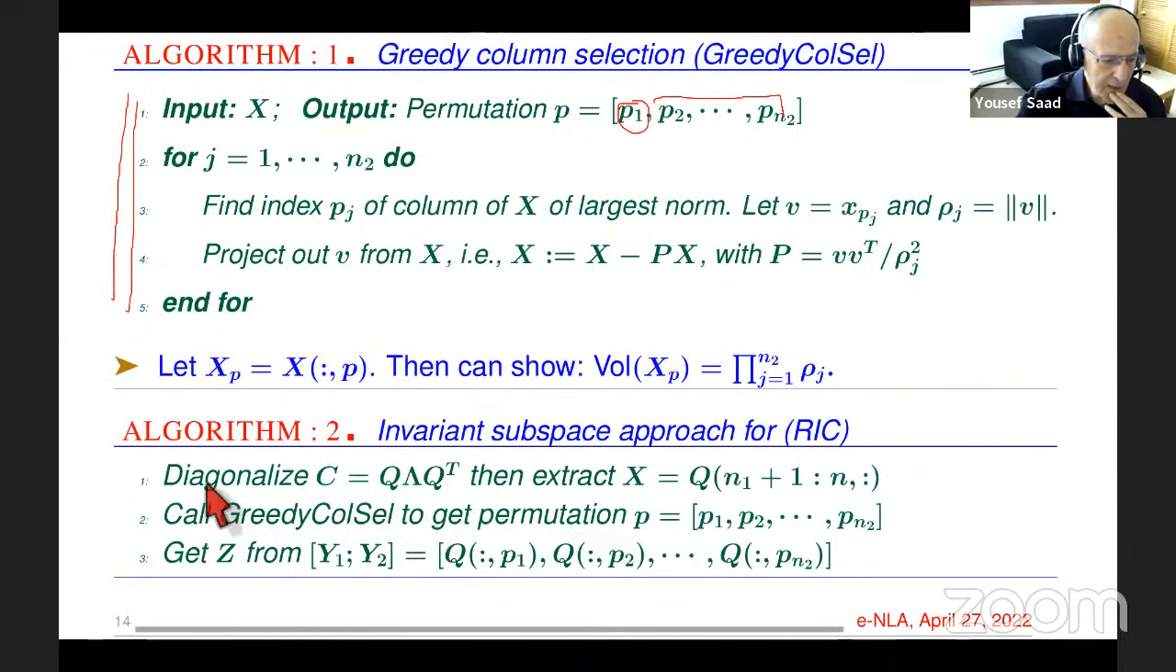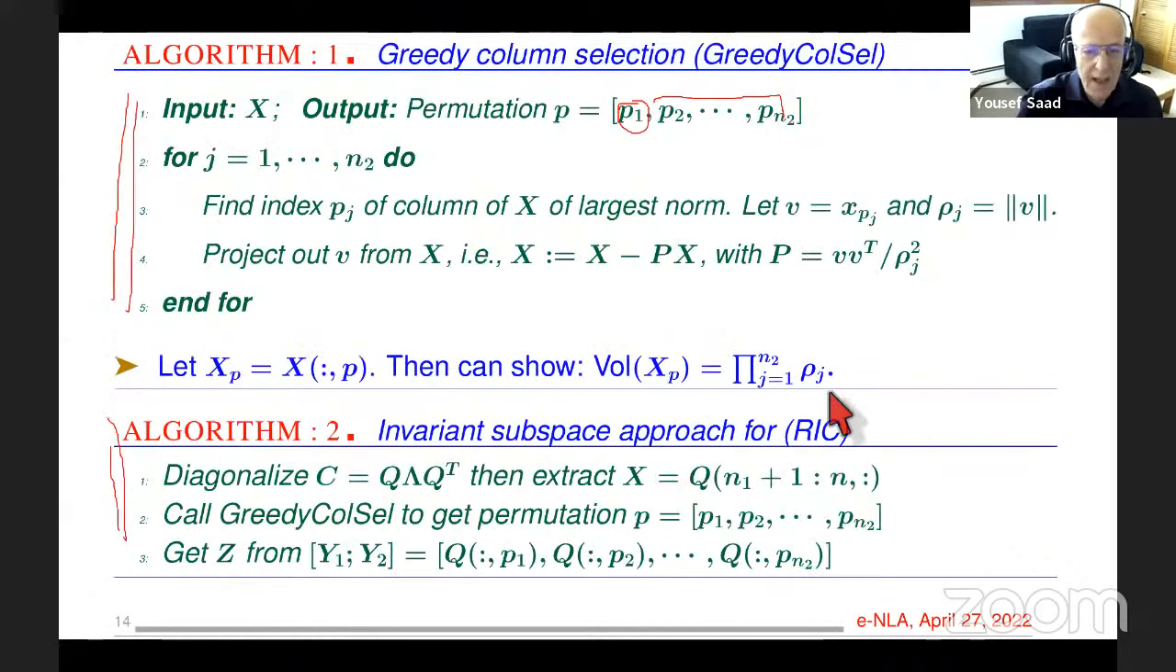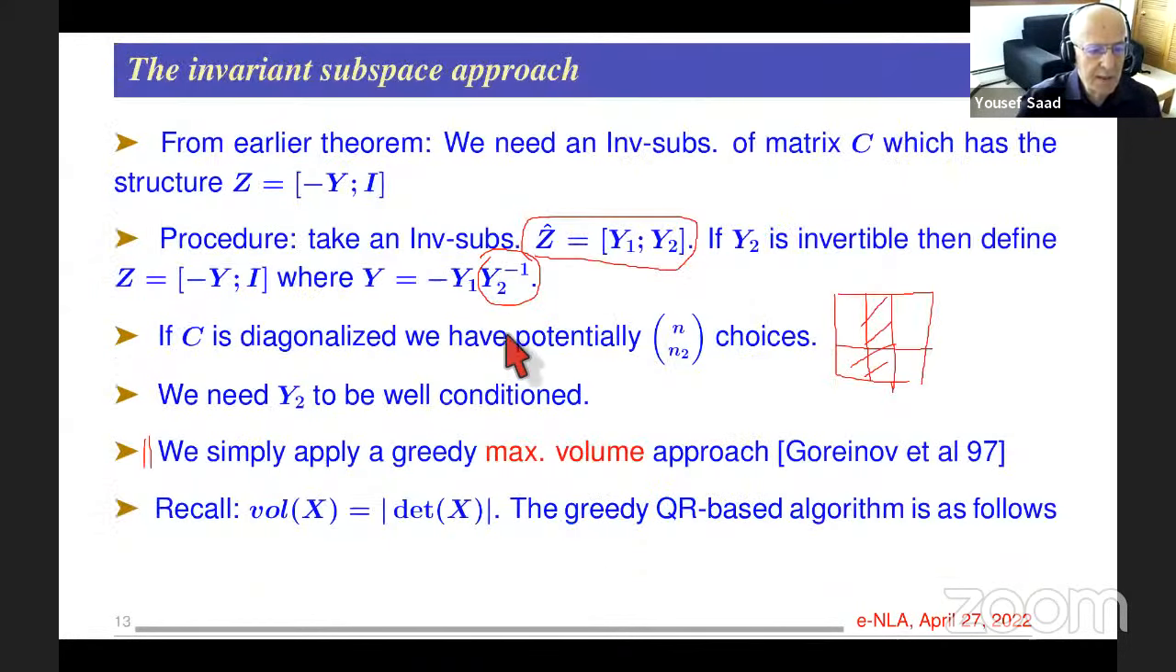And so the algorithm is therefore like this: diagonalize the matrix C. Then I'm looking at this matrix Q, the bottom part of this Q, as I was mentioning in here, and then use this greedy column selection method to select the n2 columns that are the best ones to select, and I get the y from this. I get the z from this y here. Right. That's all there is to it. And this, by the way, is just simply this expression here.